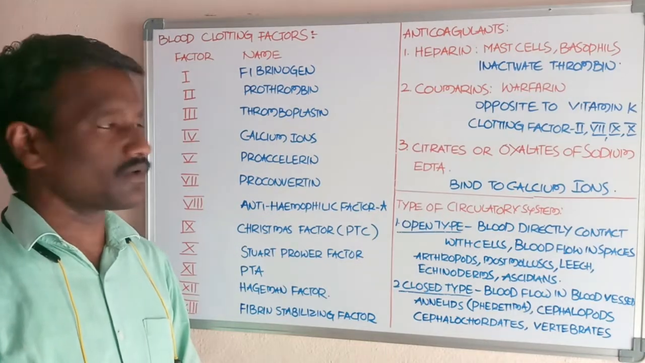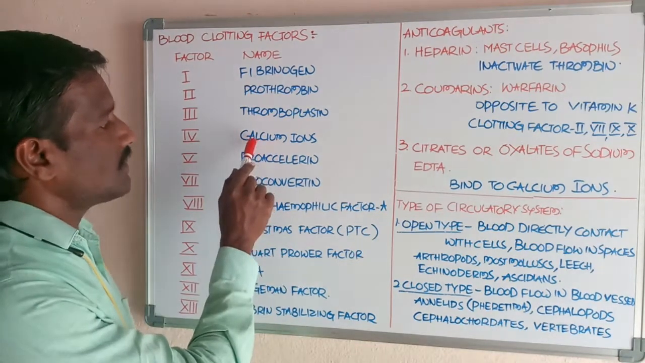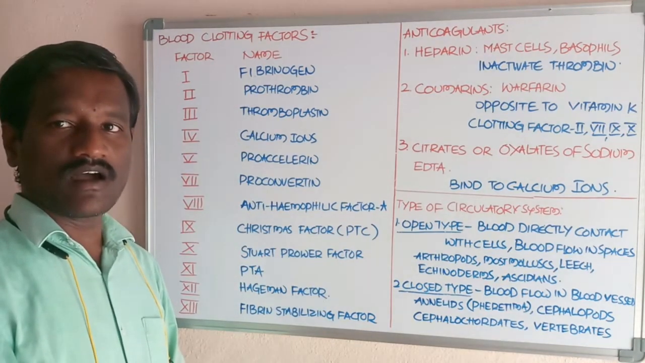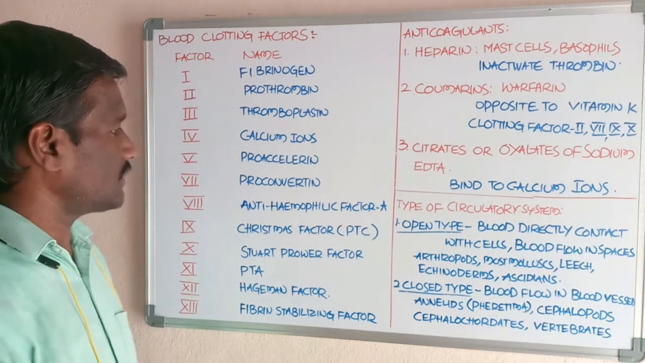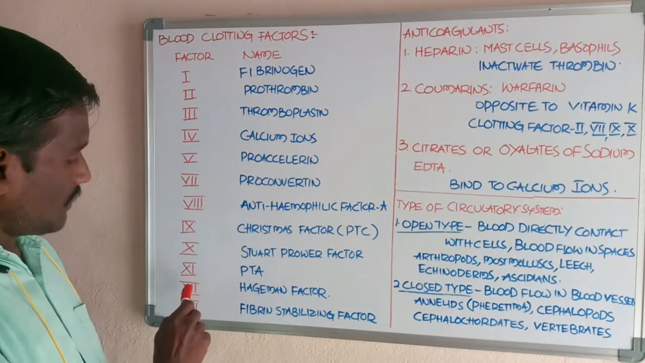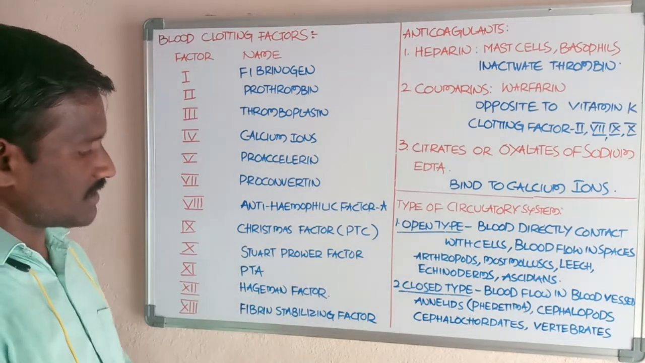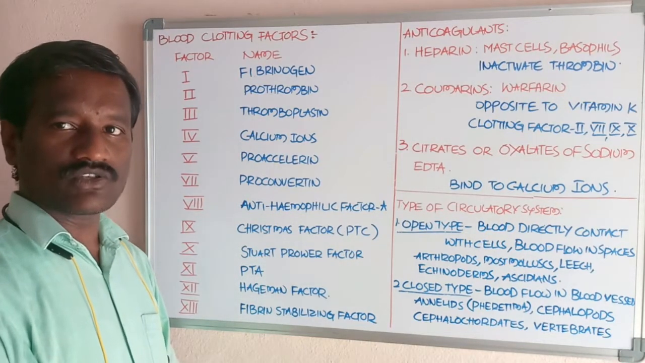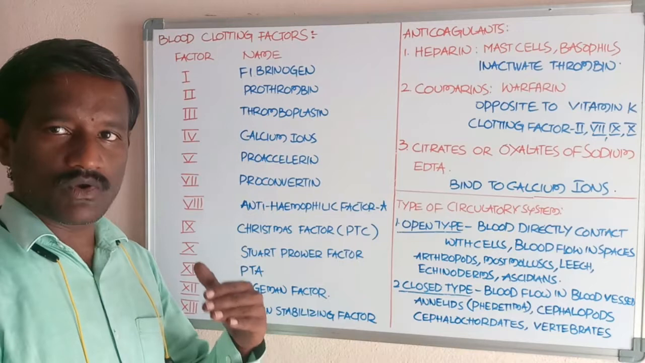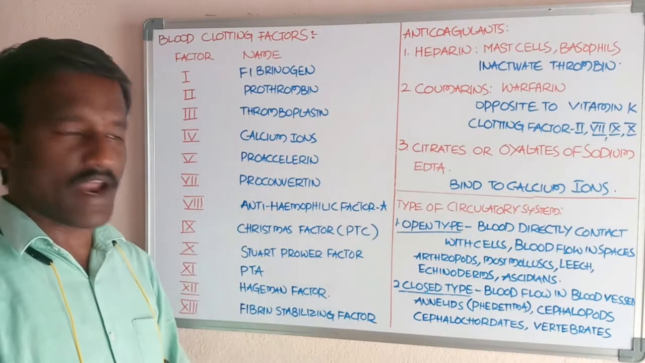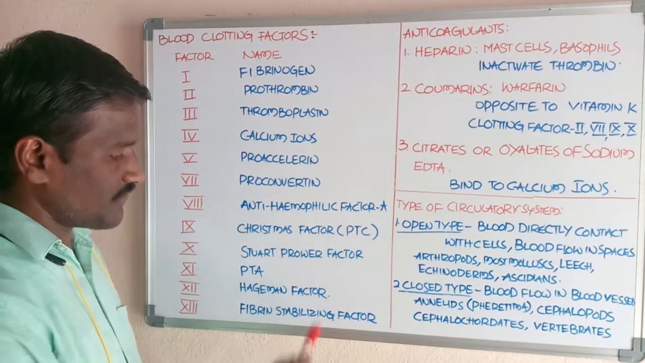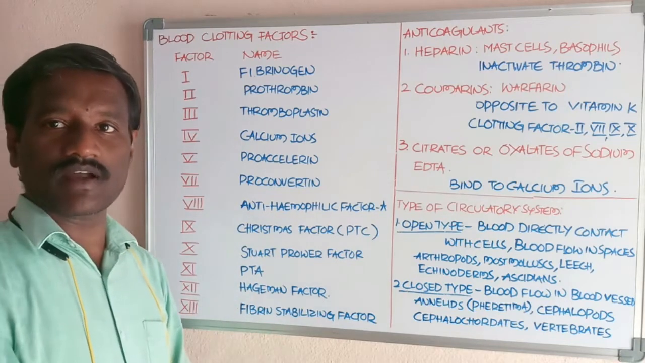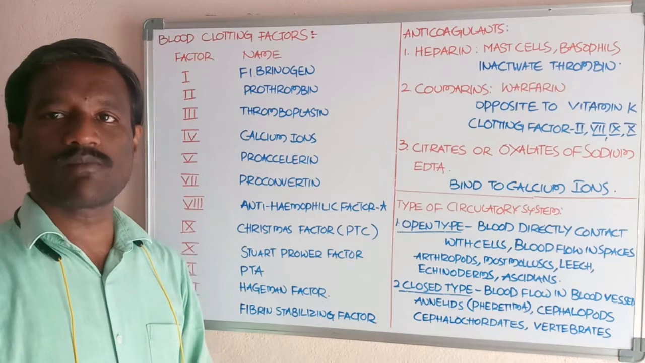Okay, students, these calcium ions present in the blood also act as one of the blood clotting factors. Another one, you know about Hageman factor. Hageman factor, this is the 12th blood clotting factor. Also helps in coagulation of the blood. Next, fibrin stabilizing factor. This is the 13th blood clotting factor. These are produced by platelets.